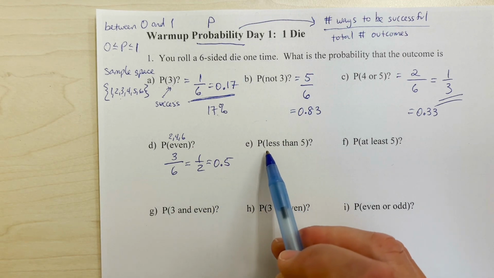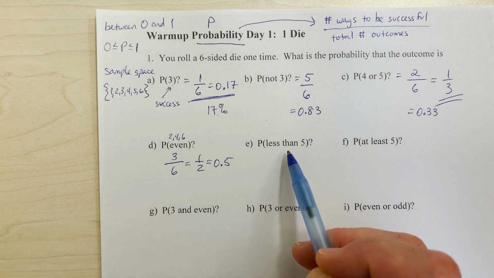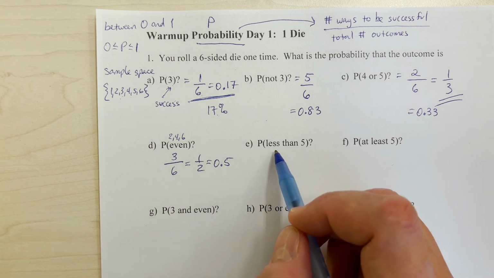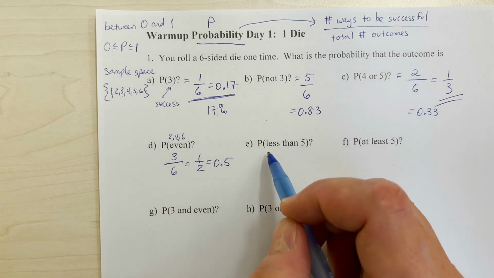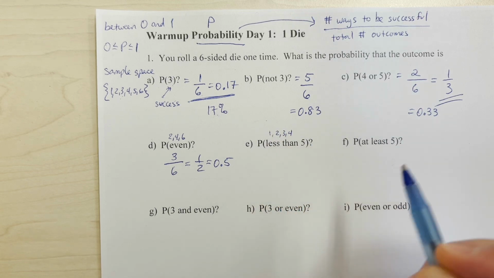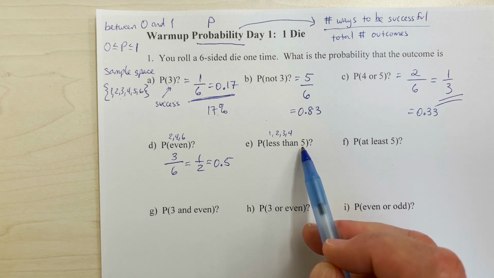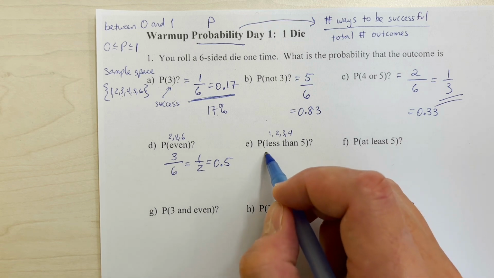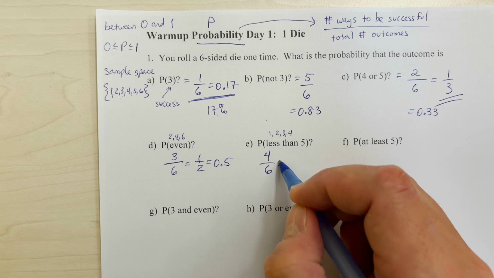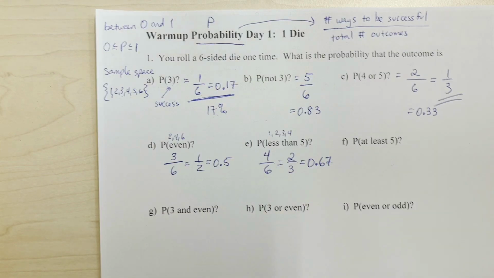The probability that our value is less than 5. Okay, now less than means it has to be smaller. So again, let's think. What numbers on a die are less than 5? Well, 1, 2, 3, 4. 5 is not less than itself, so I don't include that, and then 6 is too big. So there are 4 ways out of 6 for us to be successful. That reduces to 2/3, which is 0.67.